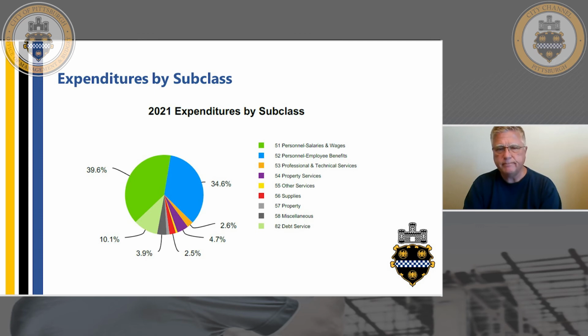On the expenditure side, this is what we call our subclasses. We label them 51, 52, 58, all the way to 58, and then we jump to 82. I couldn't tell you why, but you'll notice that these align with these major categories that I talked about earlier. So salaries and wages, benefits, which includes pension, healthcare, and workers' comp, professional and technical services, property services, other services, supplies, property, miscellaneous, and then 82 is debt service.